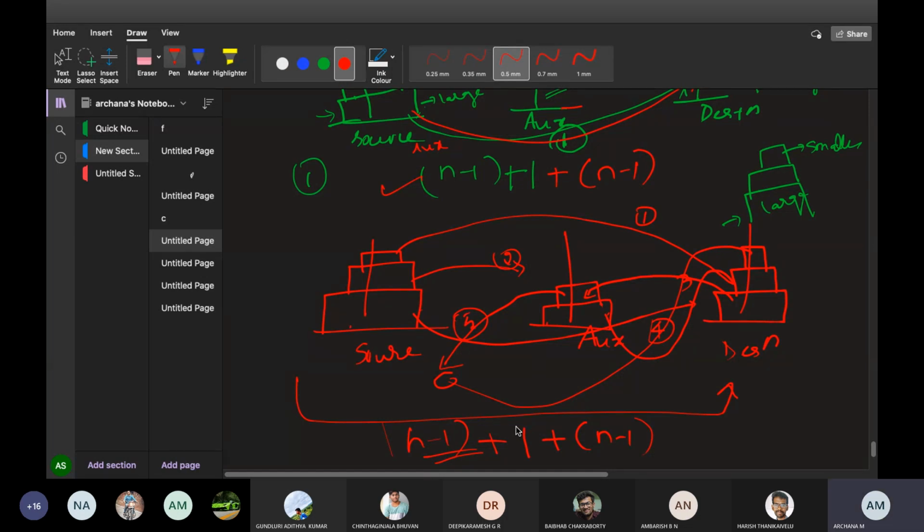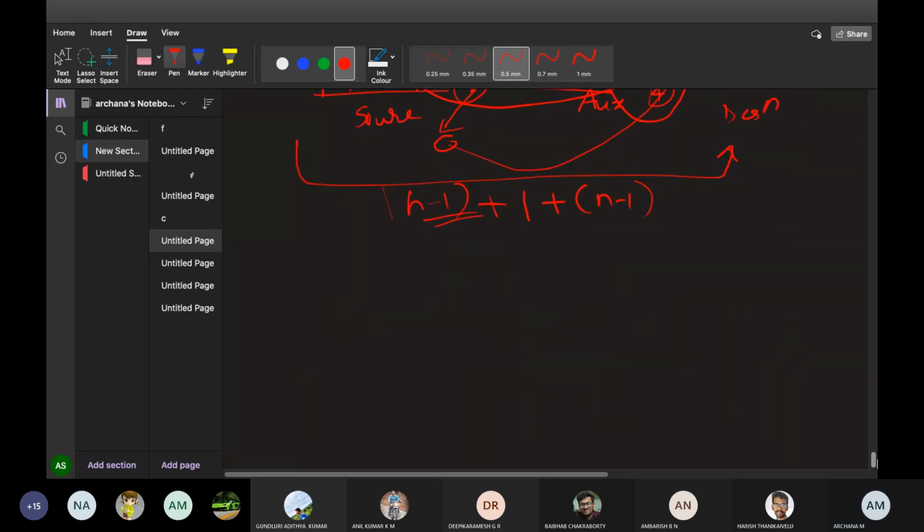Even we have written one function. Do you remember that Tower of Hanoi program? You have written Tower of Hanoi n minus 1 comma beginning comma end comma auxiliary. Do you remember that function? We had written, yes ma'am. Tower of Hanoi n minus 1 comma beginning comma end comma auxiliary.